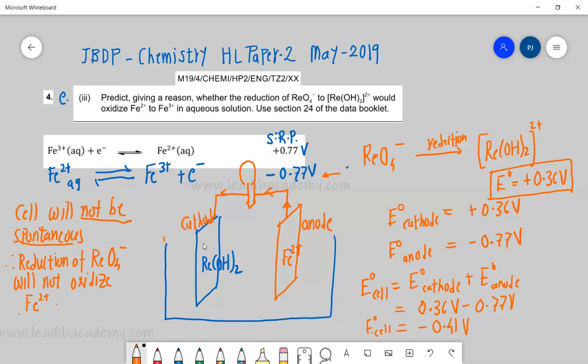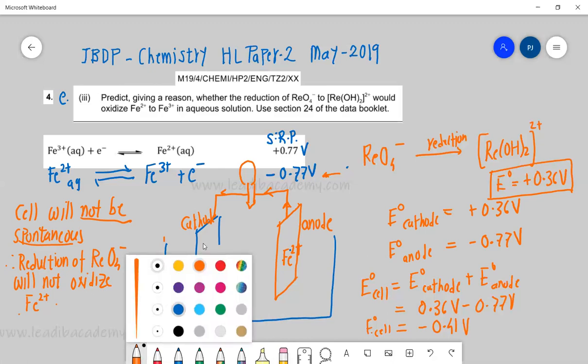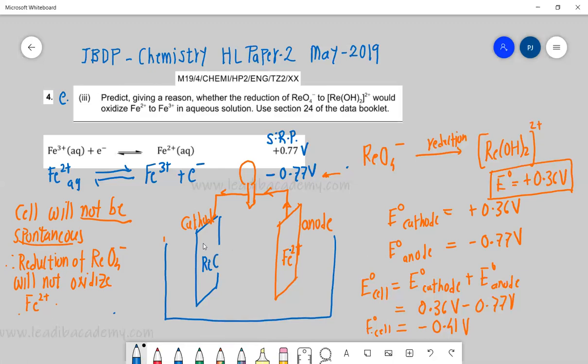Reduction of ReO4-, which is taking place at the cathode. Oh, I have shown it wrongly. Sorry, it's my mistake. I should be showing it like this, ReO4-. So it is very, very simple. Reduction of ReO4- will not oxidize Fe2+, which is what we want. Very, very simple.